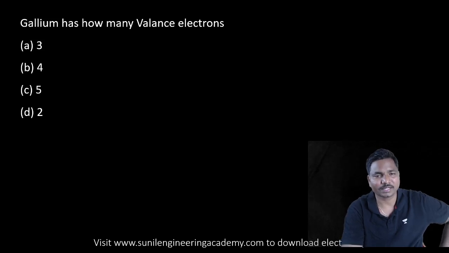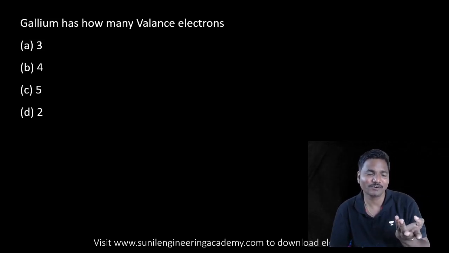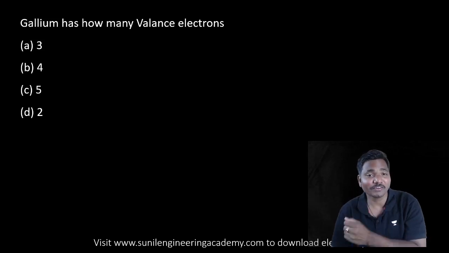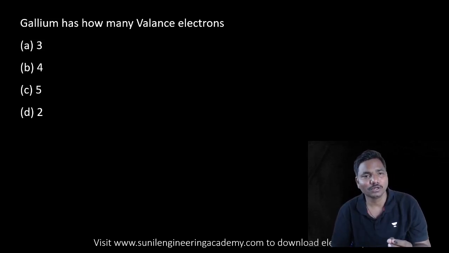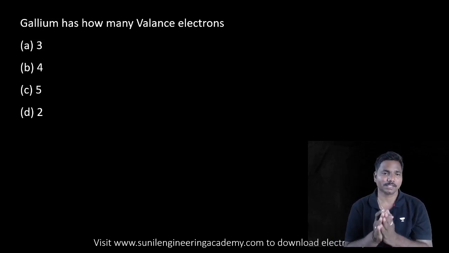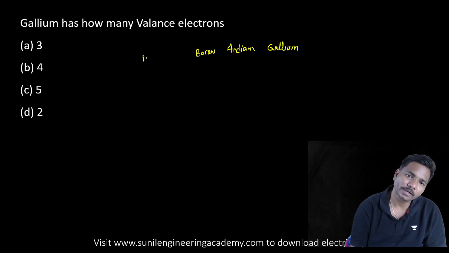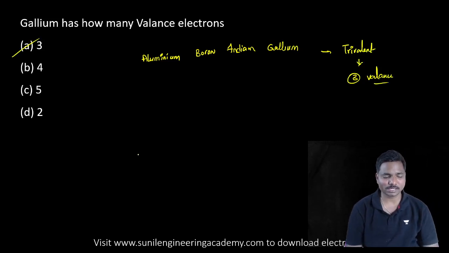Gallium has how many valence electrons? What is this question, sir? Whenever we get this question in the examination, we feel that they have given physics questions. So just think about this. Gallium, boron, indium, aluminium, all these are trivalent. Trivalent means they have 3 valence electrons. So if they ask about gallium, we can directly give the answer as trivalent.